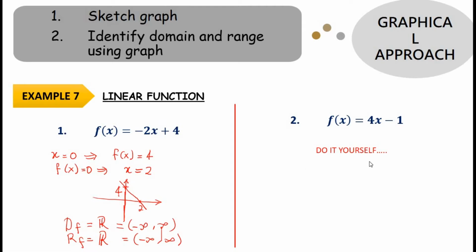Next, you can have a try on this function. Second one, f(x) equal to 4x minus 1. You use the same method. You find the x-intercept and y-intercept, and then you draw the graph, and then you determine the domain and range by looking at the graph.